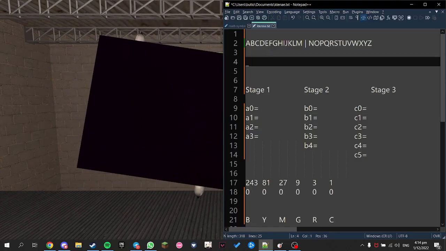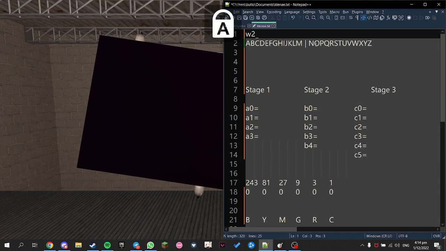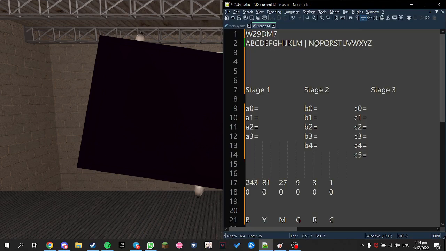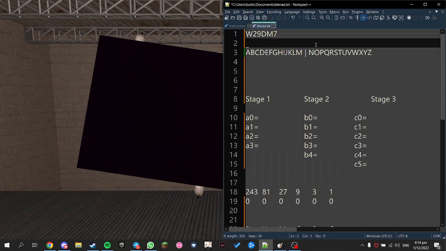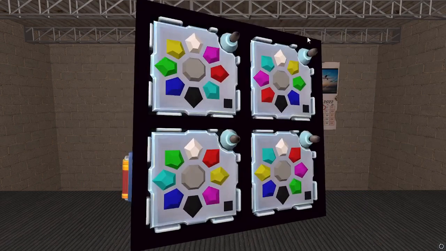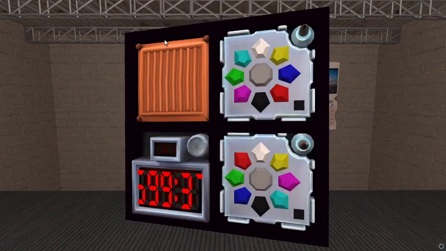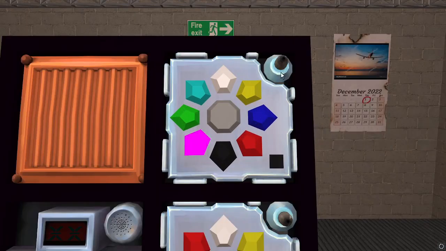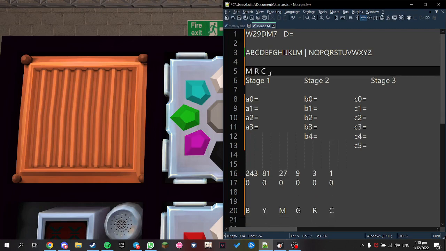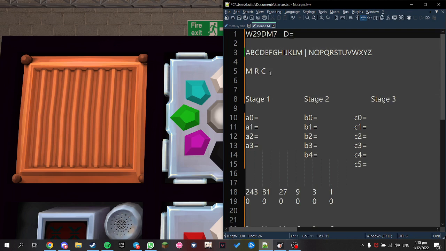Okay, Whiskey 29, Delta Mike 7. So we're going to have to find our D value, which is going to equal something. Let's see, which one will give me the most? Okay, magenta, red, cyan. Okay, so let's find our D value first.